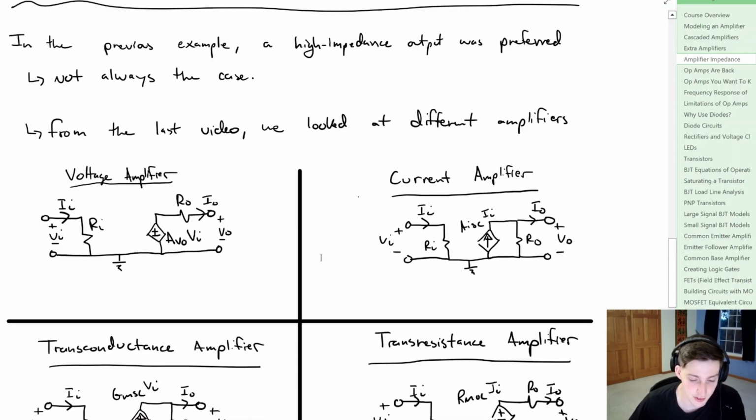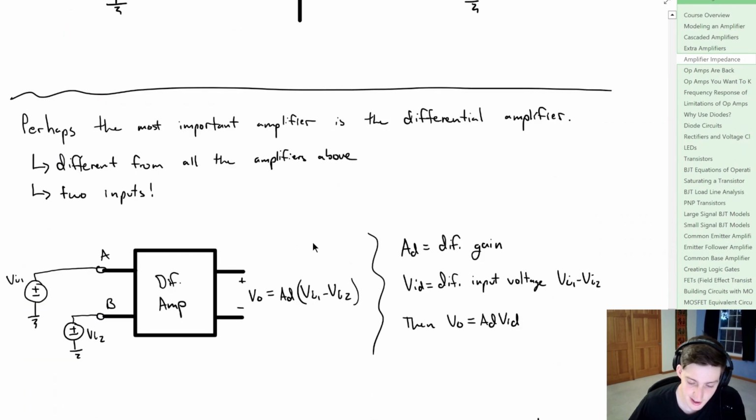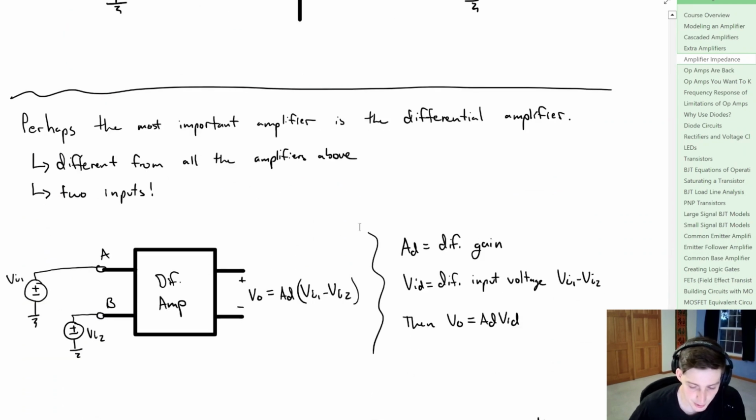Now, in the previous example, we looked at a high impedance output and it was preferred for the application as long as that voltage for the output doesn't go too low. Now, this isn't always the case, but from the last video, we looked at 4 different kinds of amplifiers. So we had our voltage amplifier, our current amplifier, our transconductance amplifier, and our transresistance amplifier. So we have a pretty good sense of how we can use an amplifier in certain applications, but there's really one bread and butter amplifier that we're going to look at, and perhaps it's the most important amplifier for this course, and that's going to be the differential amplifier.